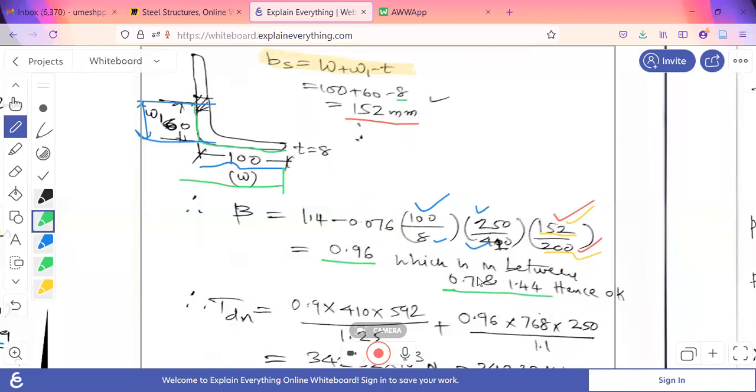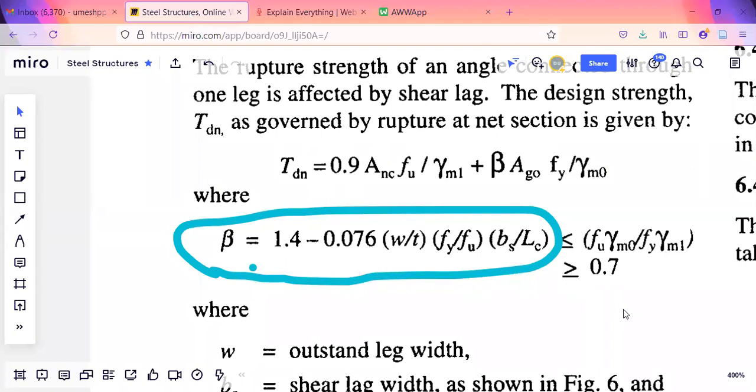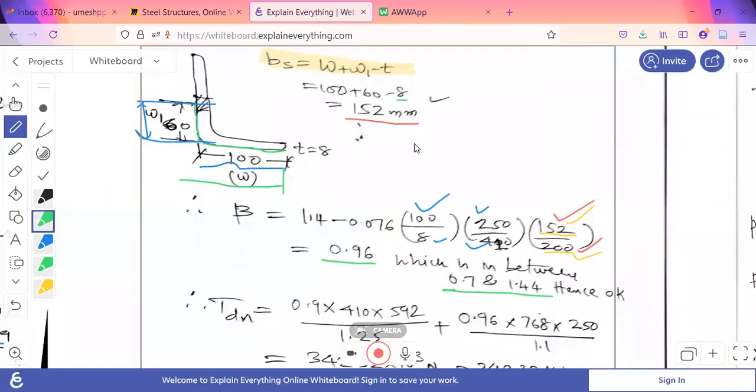Just say all your values of beta should be 0.7 to 1.44. 0.96 is in between these two, so it is accepted. 0.7 to this number, this is a constant which will be 1.44: Fu by gamma m0, Fy by gamma m1. If you calculate this, it is 1.44. So the value should be in that range. Okay, so this is how I have calculated all this.